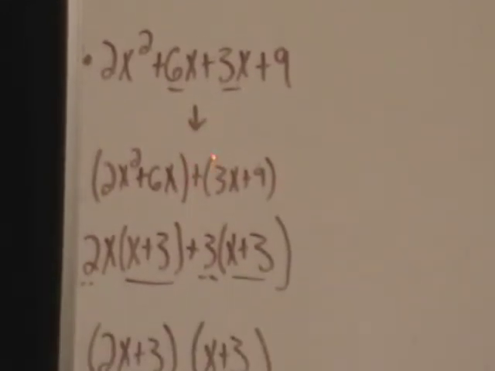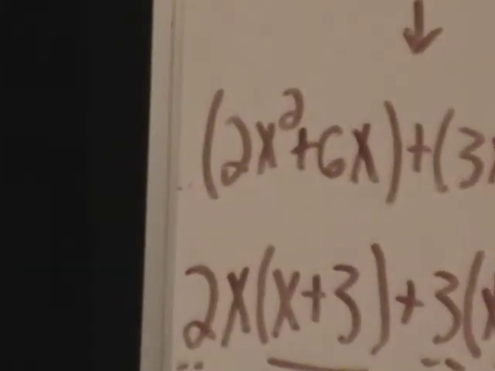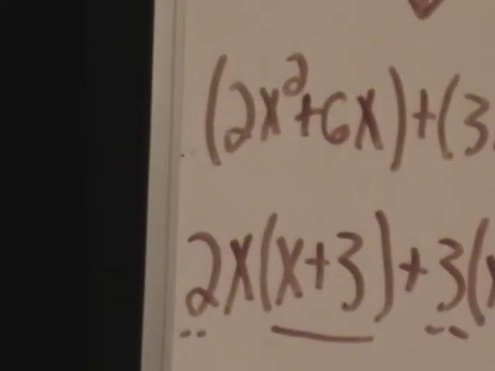And let's forget about this half for a second. Let's see what our greatest common factor is for 2x squared plus 6x. Let's start with this number 2. What can we take out of a 2 and this number 6? The greatest common factor is 2. Now if you look at the x's, they both have an x to give. So therefore we can take out an x. So we can take out a total of 2x.